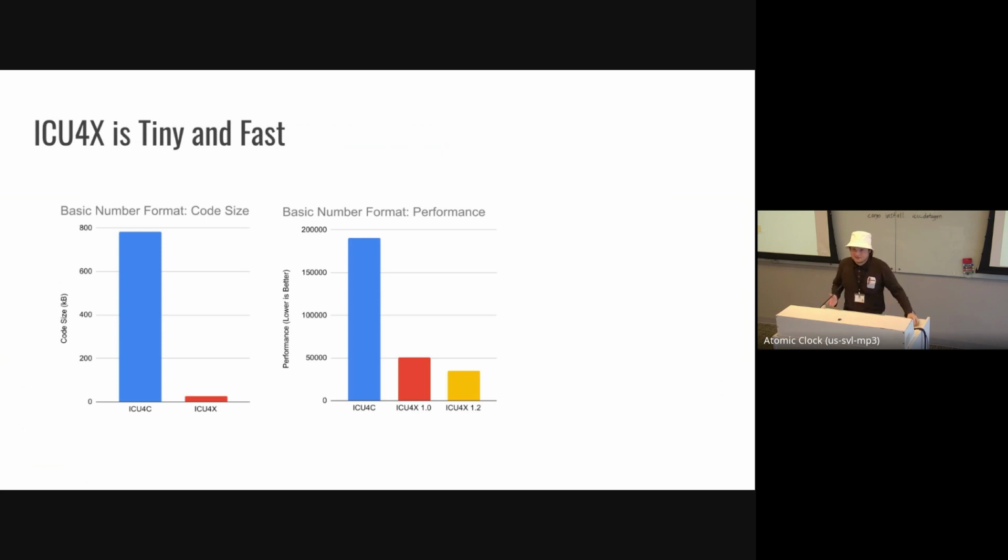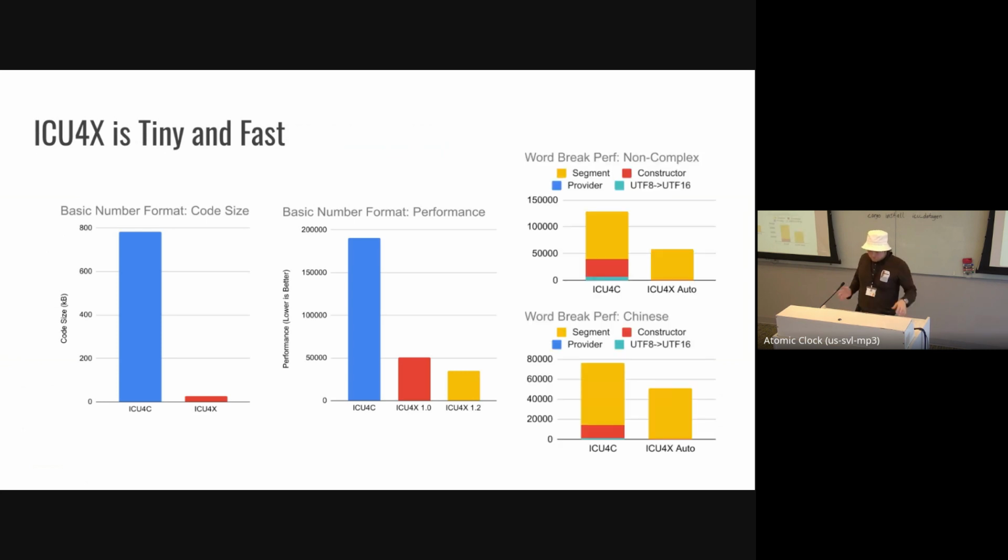It's already very fast. But we've got ICU4C on the left. We've got ICU4X on the right. In terms of the performance of the number formats, in terms of the number format operation, I've got two versions of ICU4X here. We're now on ICU4X 1.3. I didn't have time to add it to this graph before I gave this talk, but ICU4X 1.3, now that we have compiled data built in, should be even lower than ICU4X 1.2.